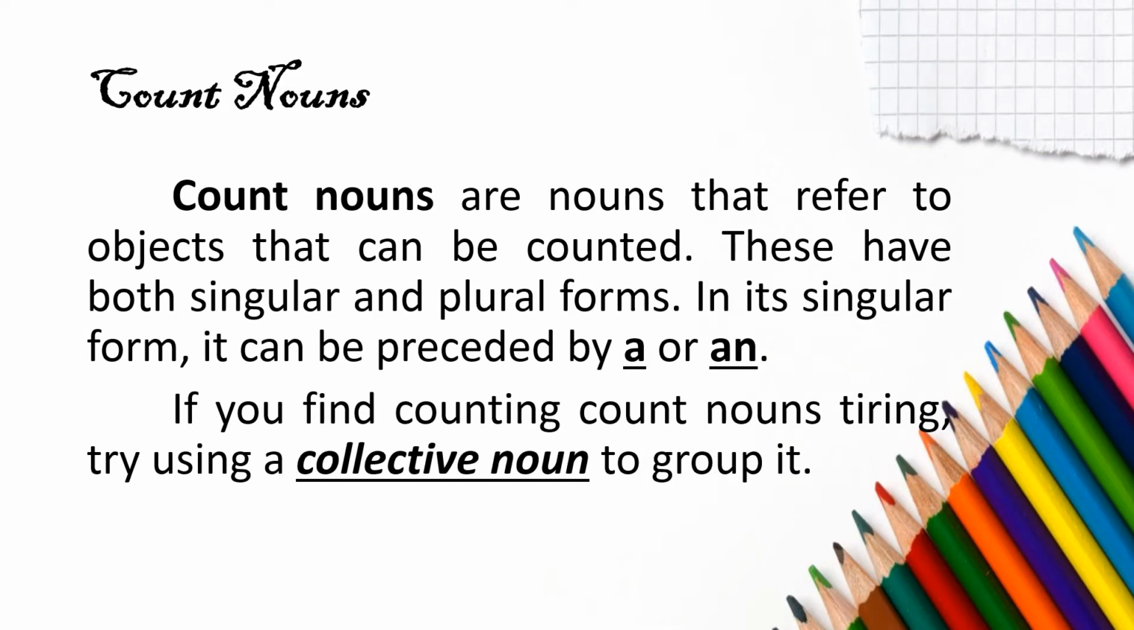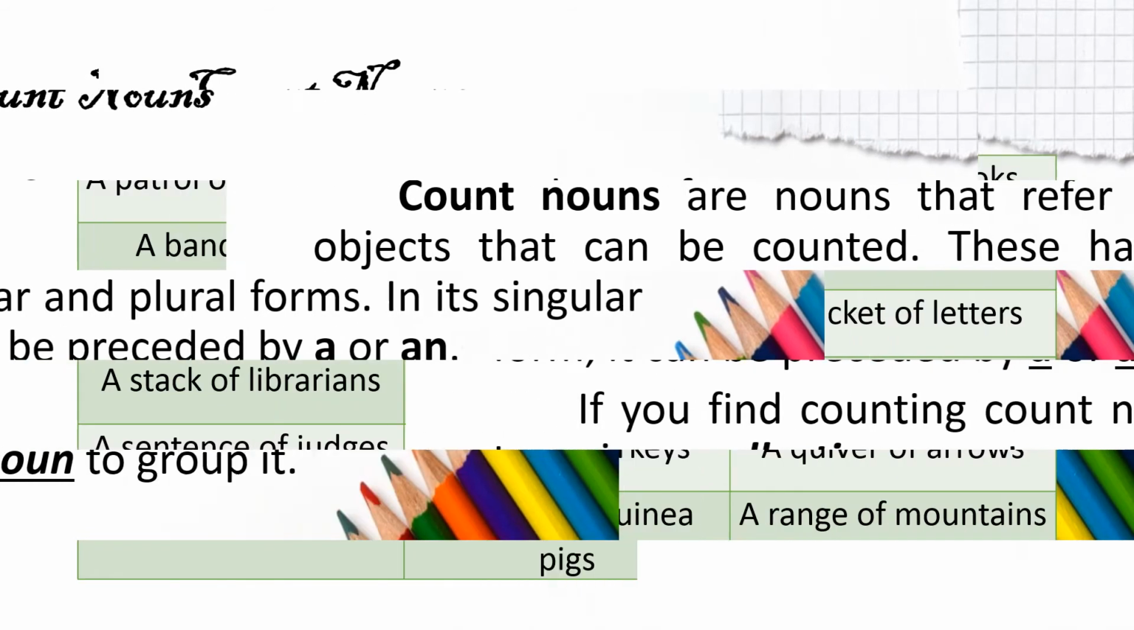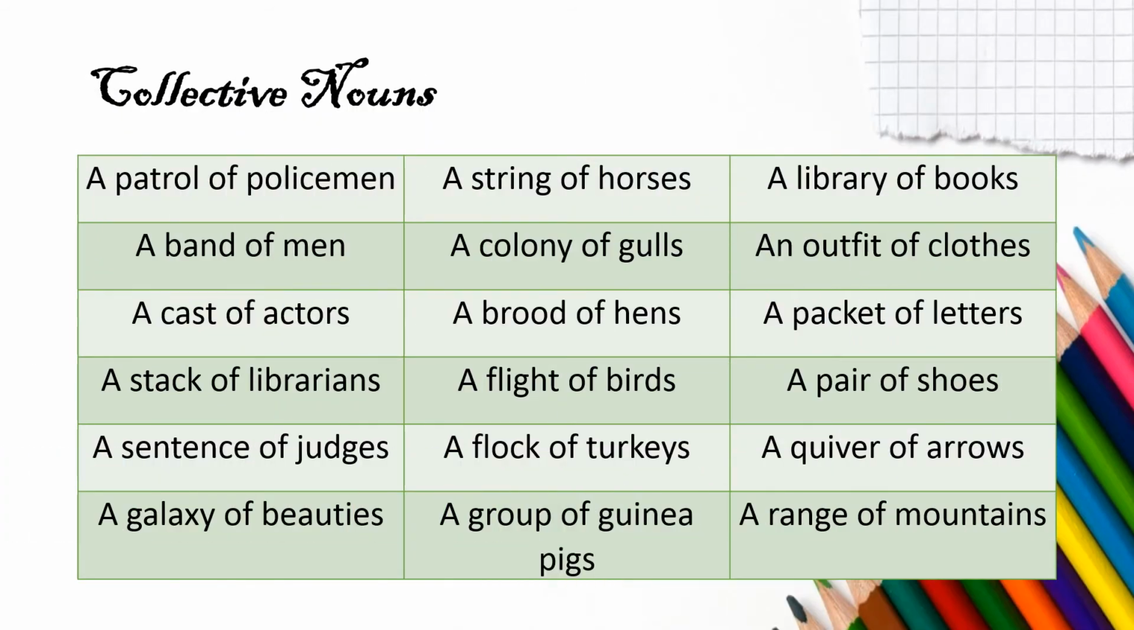Count nouns. Count nouns or countable nouns are nouns that refer to objects that can be counted. These have both singular and plural forms. In its singular form, it can be preceded by a or an. To quantify count nouns, we can use collective nouns. Collective nouns are quantifiers for count nouns.